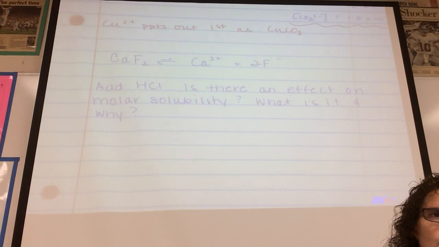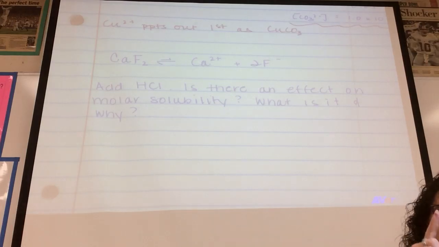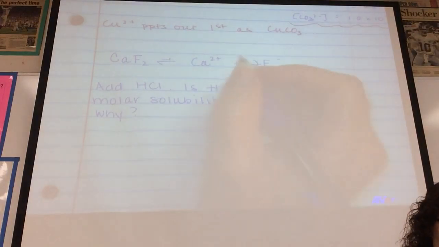You're adding the hydrochloric acid, so would you put that on the reactant side? You're just throwing it in. Oh, so it's not on one side or the other. Okay, so then it would ionize into H plus and the chloride ion, and then it would become calcium chloride and hydrofluoric acid.